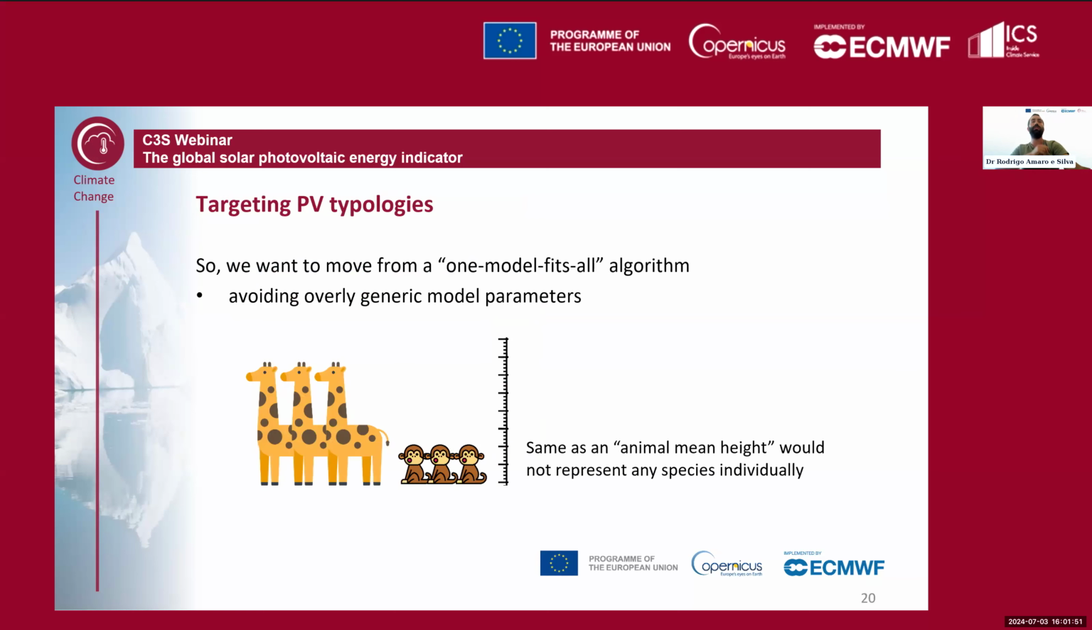And the importance of this is that usually when we have a single PV model at play, it's a kind of framework where one model fits all. And in fact, by moving from this kind of framework to a more per-typology modeling, we are able to avoid overly generic model parameters. And just as a hopefully funny illustration, it would be similar to moving from having giraffe mean height and monkey mean height instead of just the animal mean height, which actually would not represent any of the species individually.